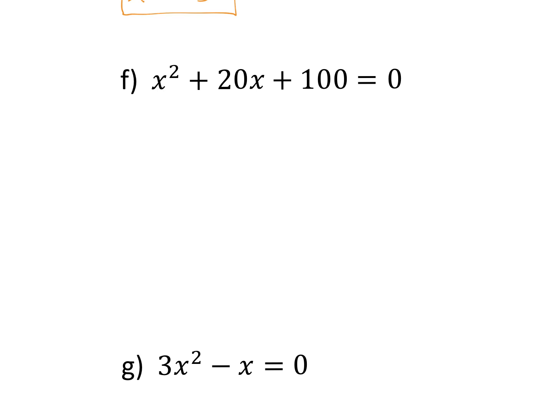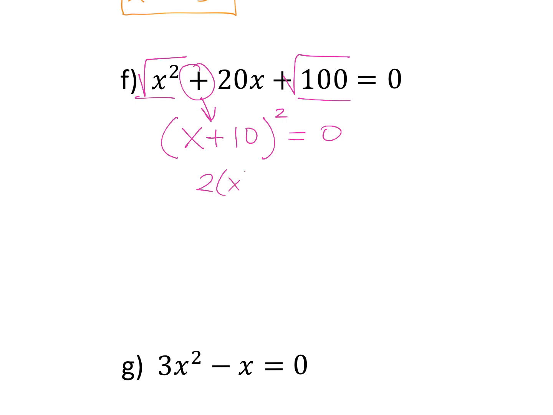What do you notice about this one? It's a perfect square trinomial. This is a perfect square, and this is a perfect square. We need to check it at the end just to make sure. But if we square root this, we get x. If we square root this, we get 10. This symbol goes here, so it's x plus 10 squared. So just check it real quick just to make sure we're okay. 2 times x times 10. This should equal that bx term, which it does. So we know we're good there, okay?